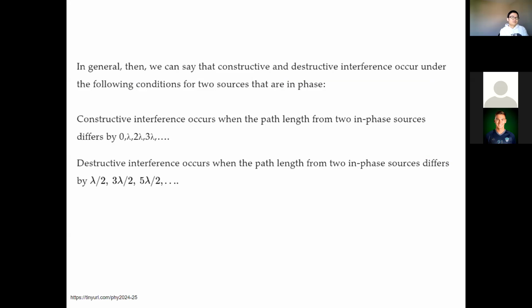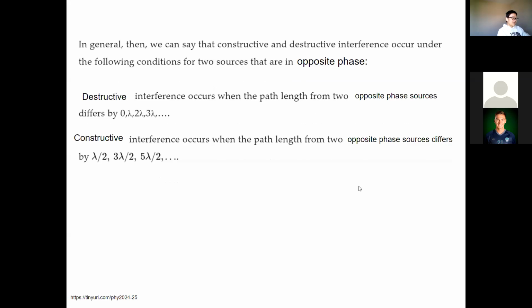Now, the other case is when the path difference is a multiple of half wavelengths. Say the difference is 1/2 lambda, 3/2 lambda, 5/2 lambda, etc. Then when the maximum from source A reaches a particular point, the minimum from the other source reaches that point. So the two will cancel out, because a maximum meeting a minimum cancels out and becomes 0. When that happens, you have destructive interference.